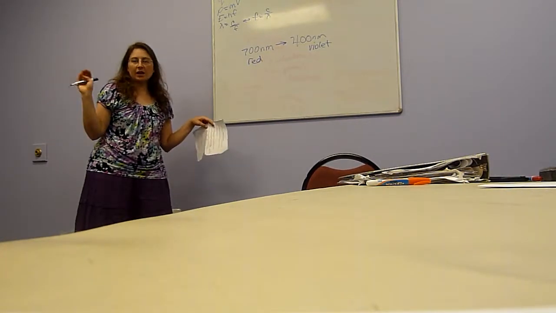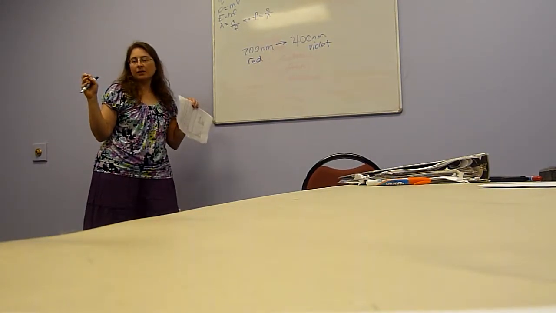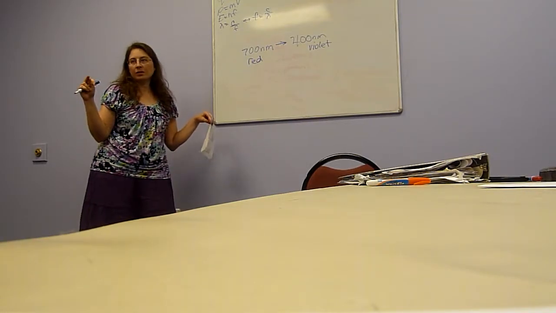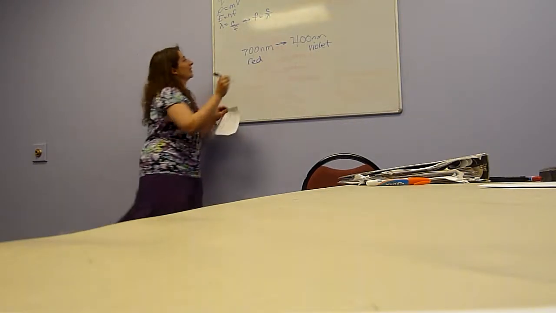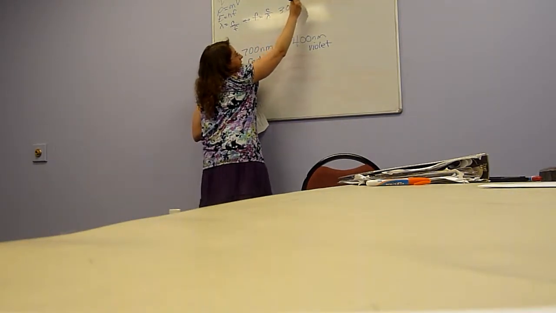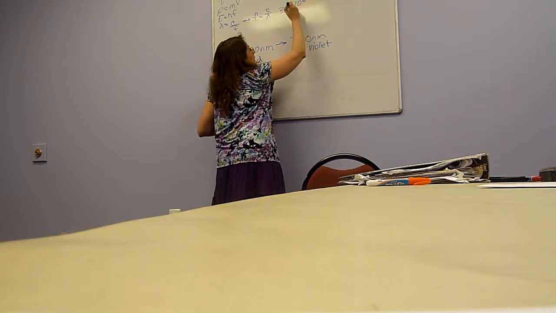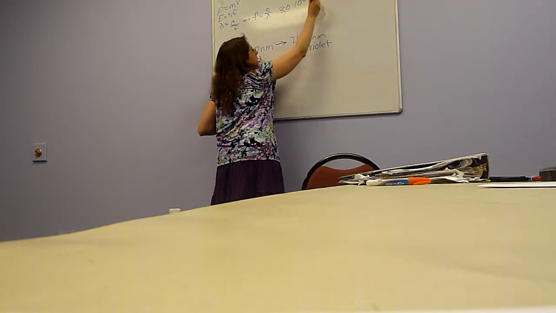And what's C again? C is the speed of light, which I think I put on your test. Yeah, we wrote that. 3.0 times 10 to the 8 meters per second.